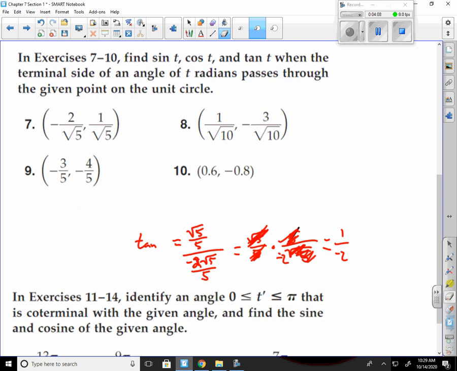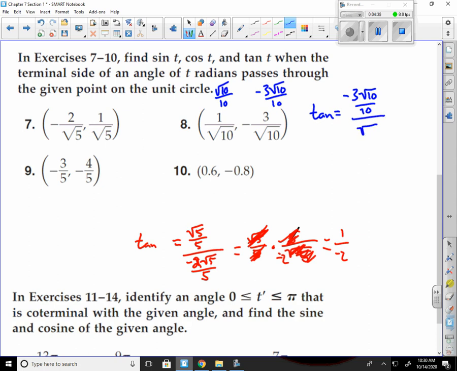Number 8, cosine is root 10 over 10. Just multiply the top and bottom by root 10. Sine is negative 3 root 10 over 10. Do the tangent. That's sine over cosine, negative 3 root 10 over 10 over root 10 over 10.